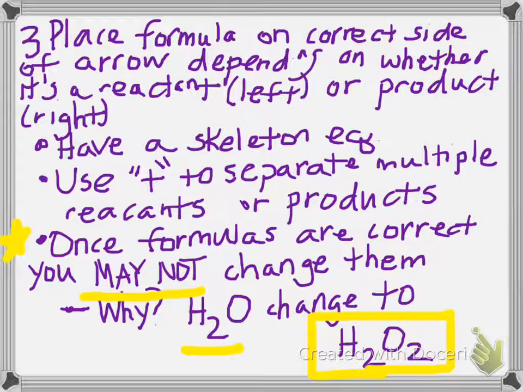So it's super important that you remember that once you have written your formulas correctly, and that's why you need to take your time and think about, is this compound ionic or molecular, and follow your steps. And again, if that's something you're struggling with, remember back in chapter 6, you made a flow chart for doing that, okay? Once you know your formulas are correct, you may not change them as you start to work at balancing your chemical equation.